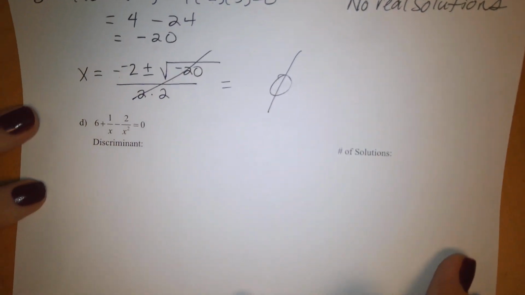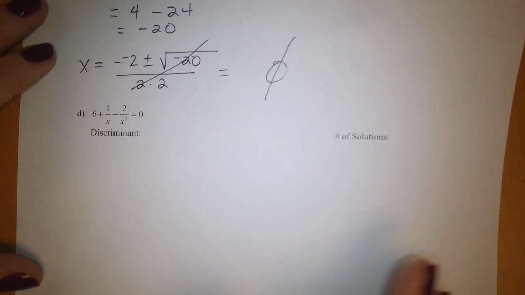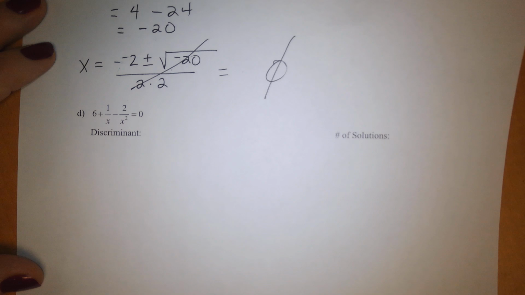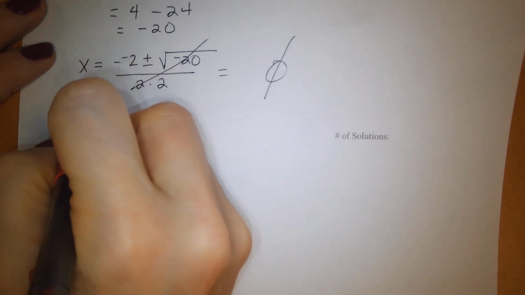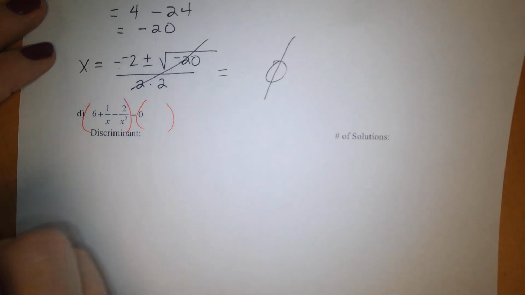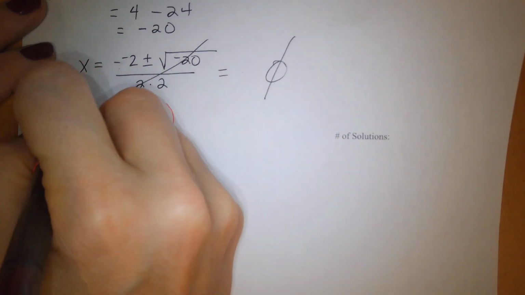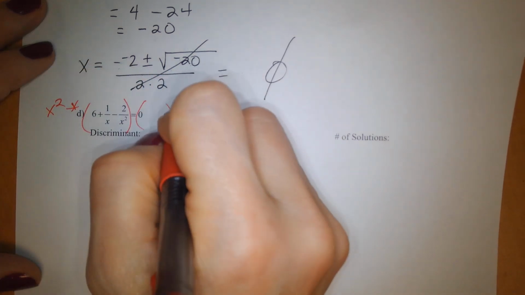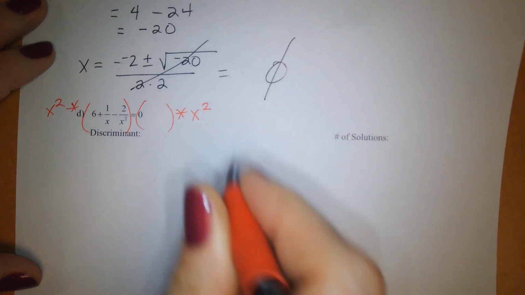Okay, so let's do another one now that we've done one of all 3 types. This one's a little trickier because we have x's in the denominator. So let's recall back to what we did when we have x's in the denominator. We want to get rid of all fractions. So I'm going to multiply both sides of this equation by something that will get rid of those denominators. In this case, x squared will get rid of those denominators.